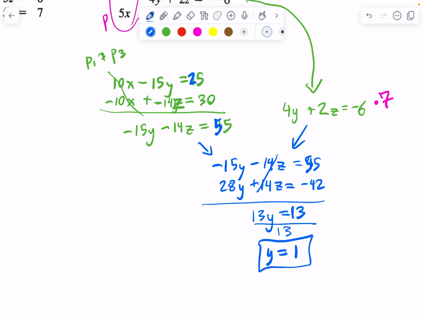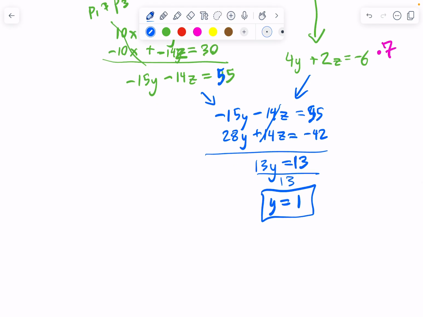Okay, again, we plug that in. I'm going to plug it into the right one over there. So I'm going to get 4 times 1 plus 2z equals negative 6. I'm going to subtract the 4. 2z equals negative 10. So z equals negative 5.